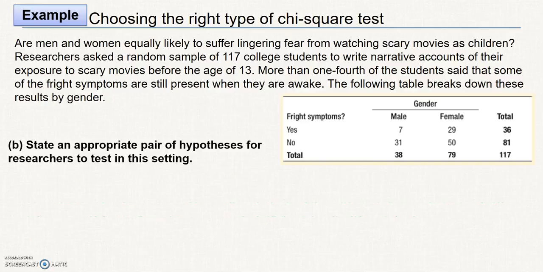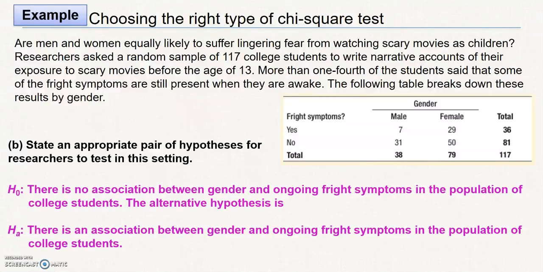So, part B, state an appropriate pair of hypotheses for researchers to test in this setting. We already talked about it should look like an independence test. So pause and write down your null and alternative hypotheses. Okay, it should look something like this. The null hypothesis: there's no association between gender and ongoing fright symptoms in the population of college students. Then the alternative hypothesis is that there is an association.